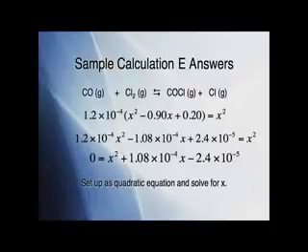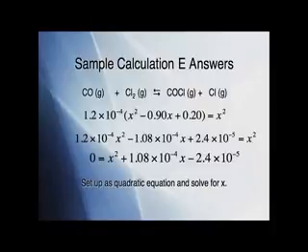I'm then going to subtract the quantity in the left side of the equation from both sides. So on the left, when I subtract that, we get 0. On the right, we'll get x squared plus 1.08 times 10 to the negative fourth x minus 2.4 times 10 to the negative fifth.